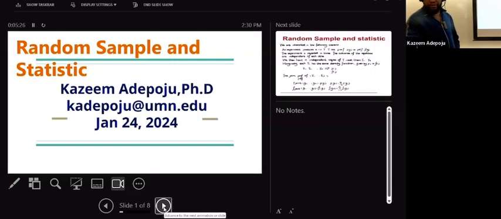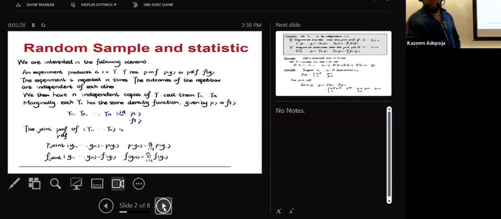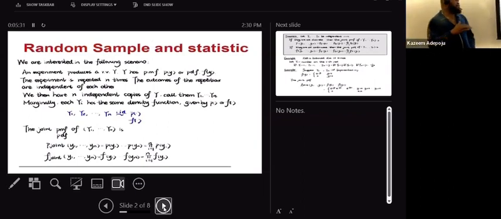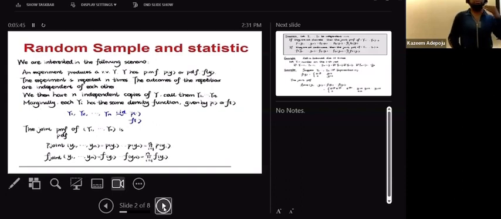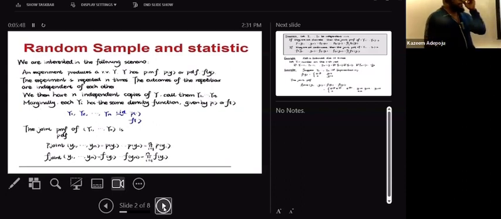So what is the purpose of what we want to do today? Of course, today I'm going to walk you through some notations and the essence of the notations in real life. And I'm going to tell you a little bit of the historical background, the reason why we actually need to study random sample and statistic. And let's get started.